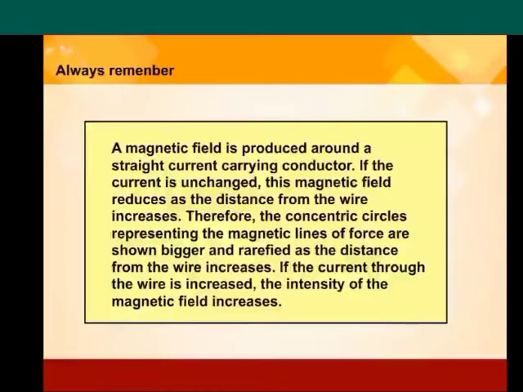Always remember, a magnetic field is produced around a straight current carrying conductor. If the current is unchanged, this magnetic field reduces as the distance from the wire increases. Therefore, the concentric circles representing the magnetic lines of force are shown bigger and rarefied as the distance from the wire increases. If the current through the wire is increased, the intensity of the magnetic field increases.